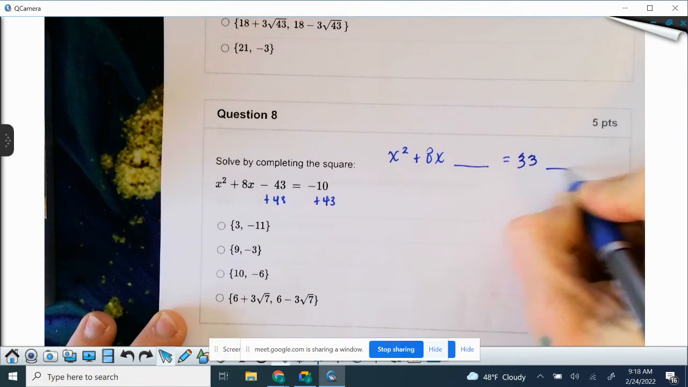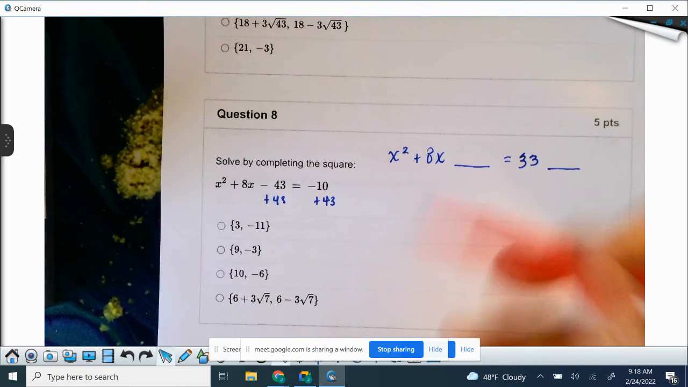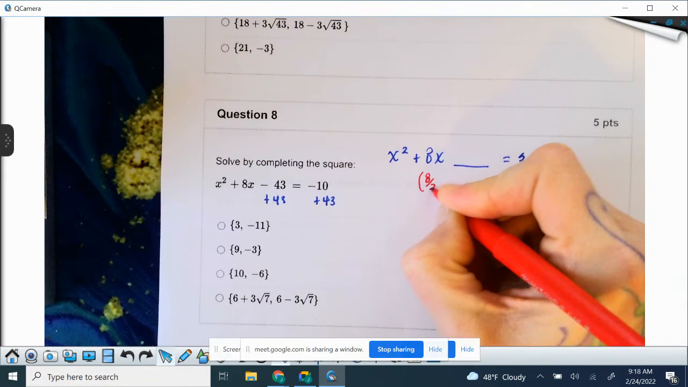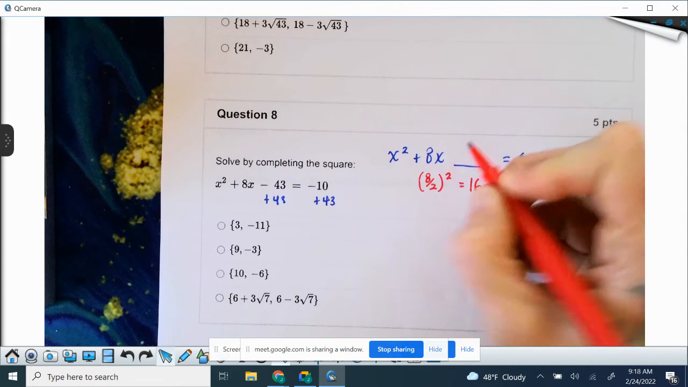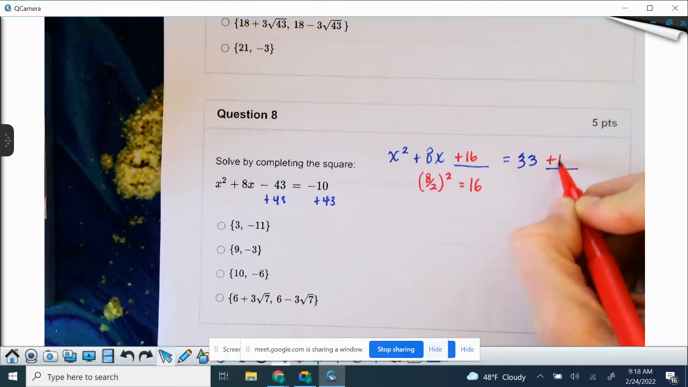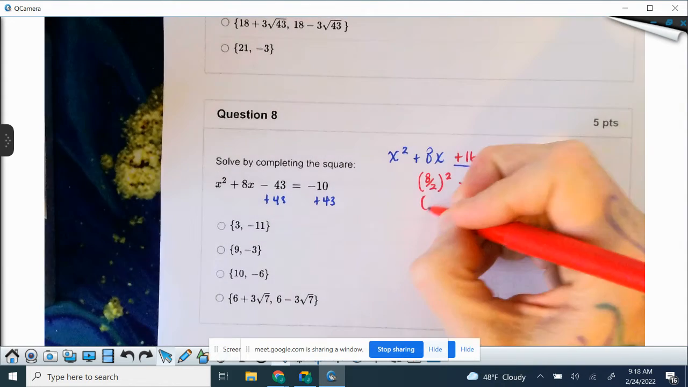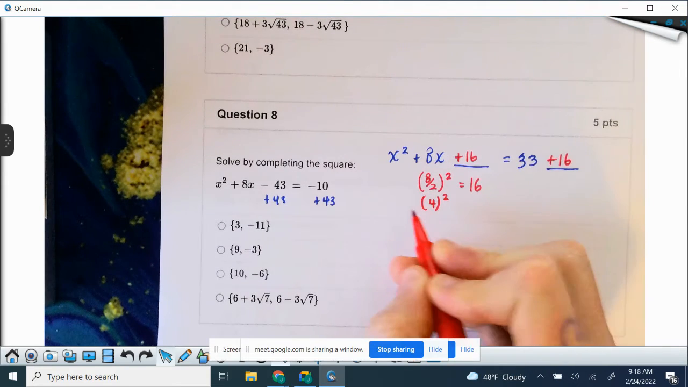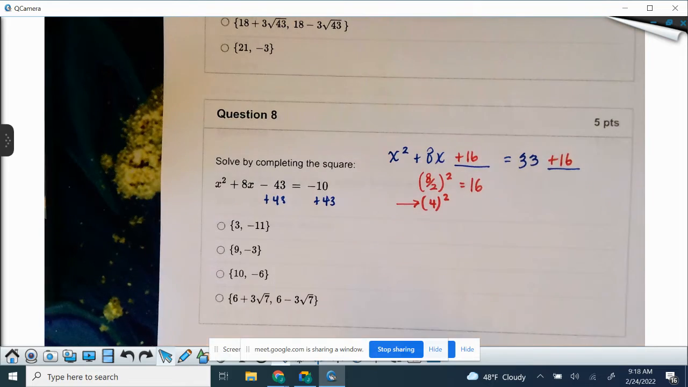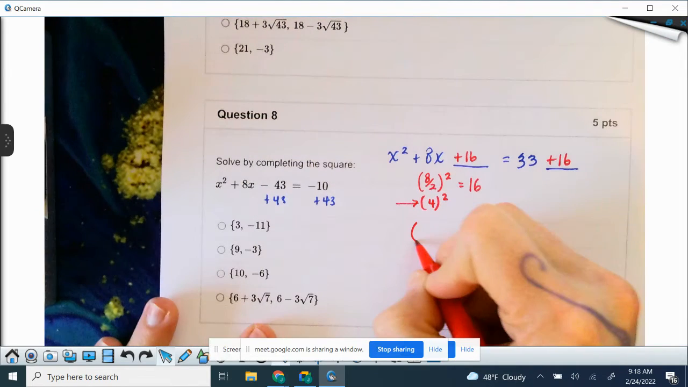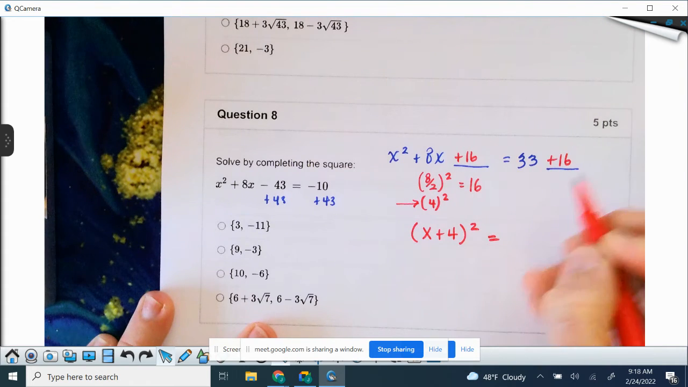Then again, a blank. Take my b, which is 8, divide by 2, then squared. So 4 squared is 16. So I'm going to add 16, add 16. And again, this is your cheat if you don't want to get into actually factoring and thinking that through. There's like a sort of jump method. So then x plus 4 squared equals 33 plus 16, which is going to give me 49.